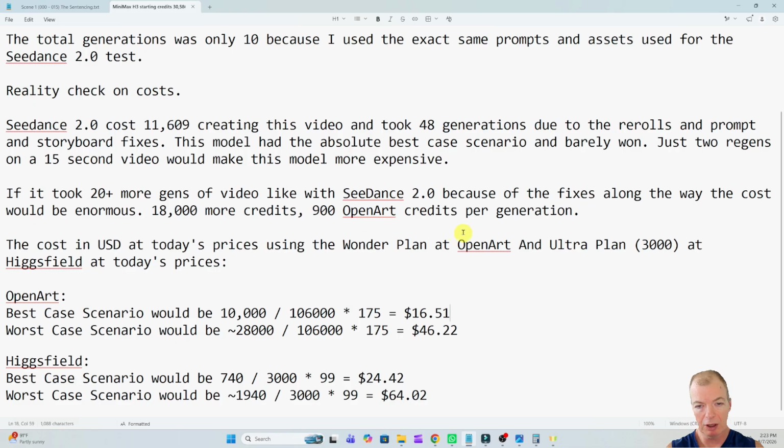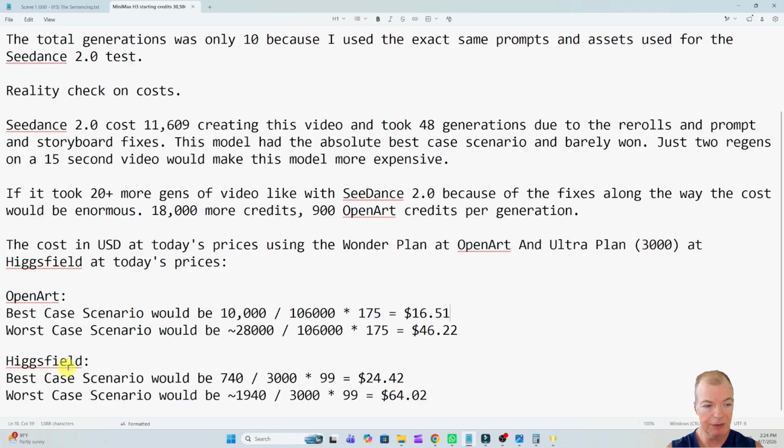Well, if you're on the Wonder plan at OpenArt, which I am, and if you're at the Ultra plan at Higgsfield, the 3,000 credit level, these are your costs at today's prices. In OpenArt, the best case scenario, meaning you run it just the way we did, and we don't have to regen everything, it was $16.51. Now, if we had to recreate something similar to the way we did in Seedance 2, where we were fixing things along the way, this is the worst case scenario. And the truth is, you're probably going to land somewhere in the middle.